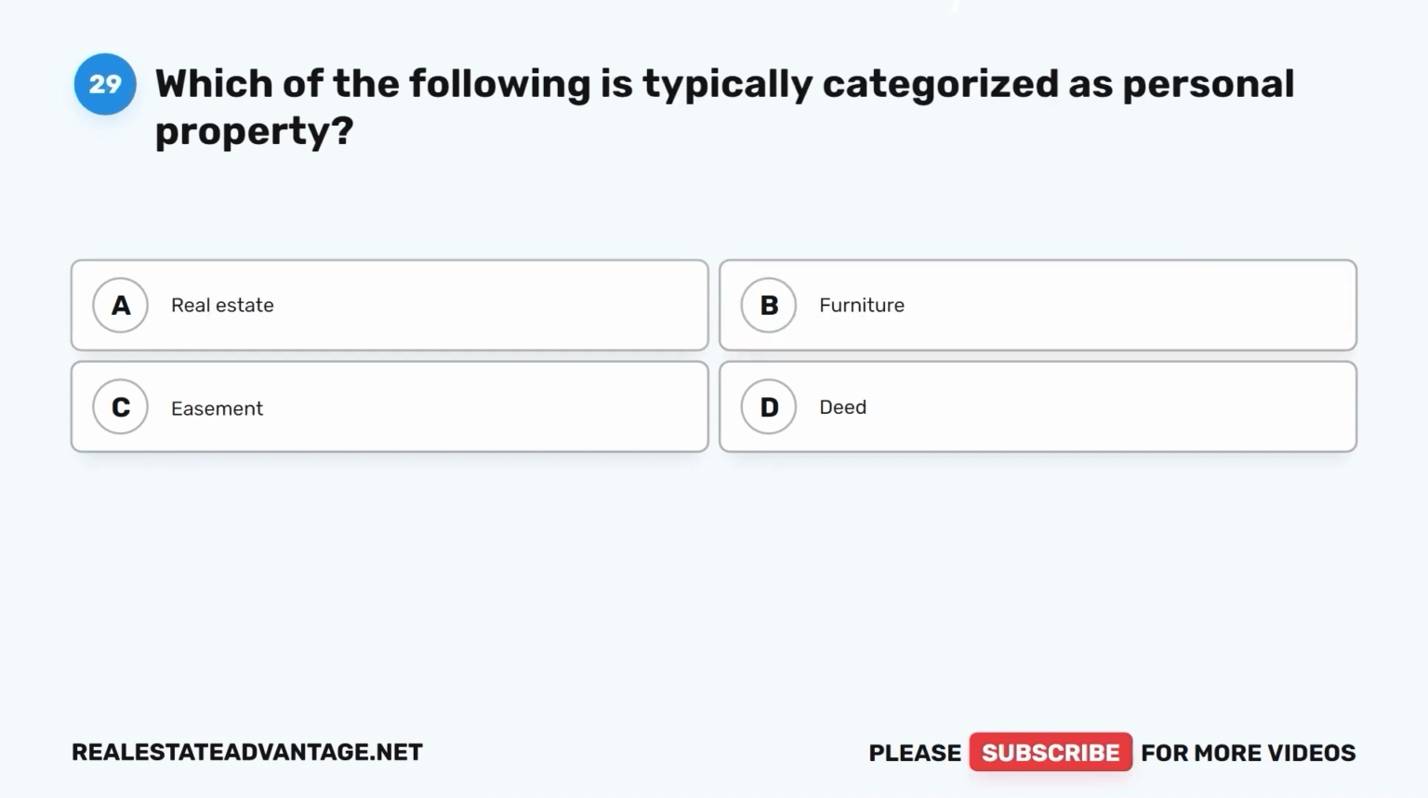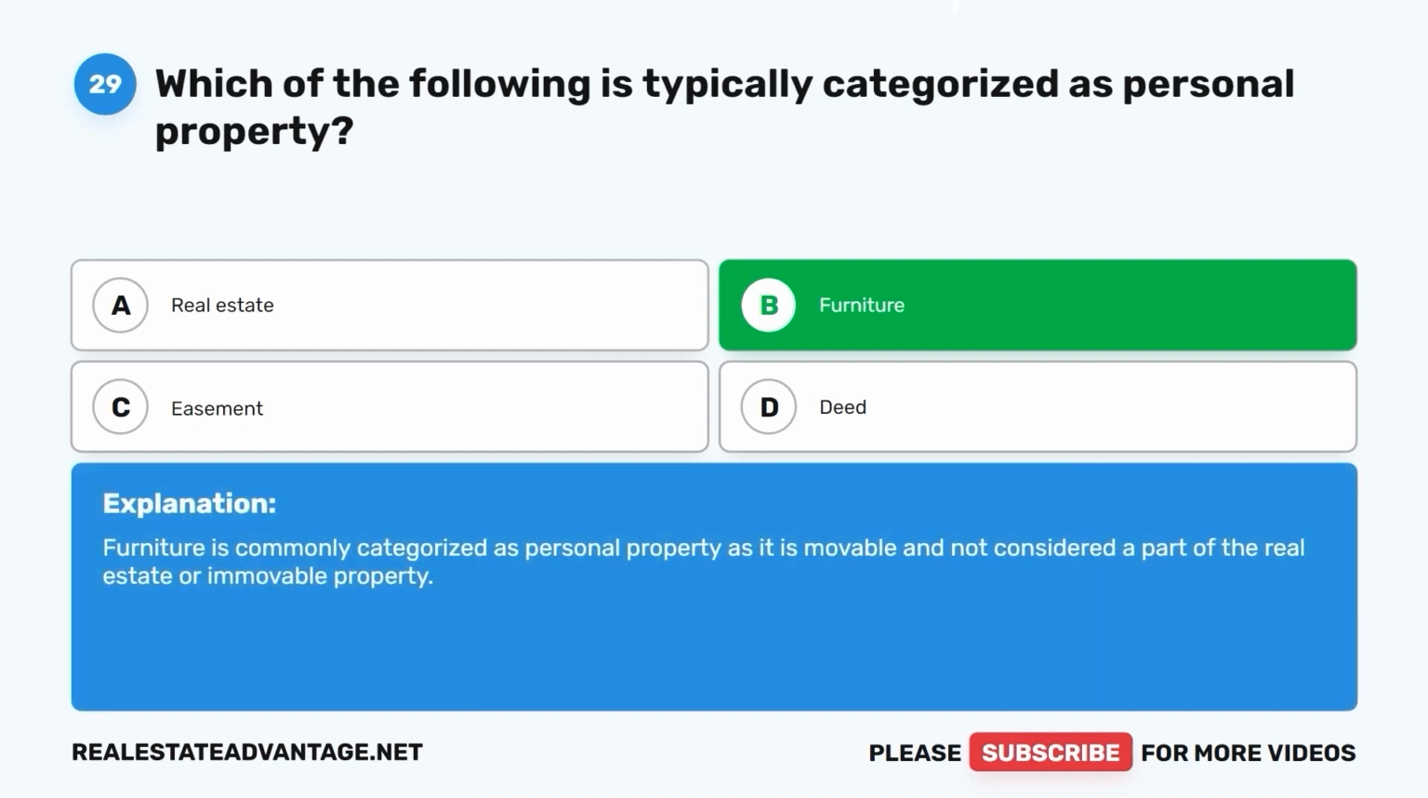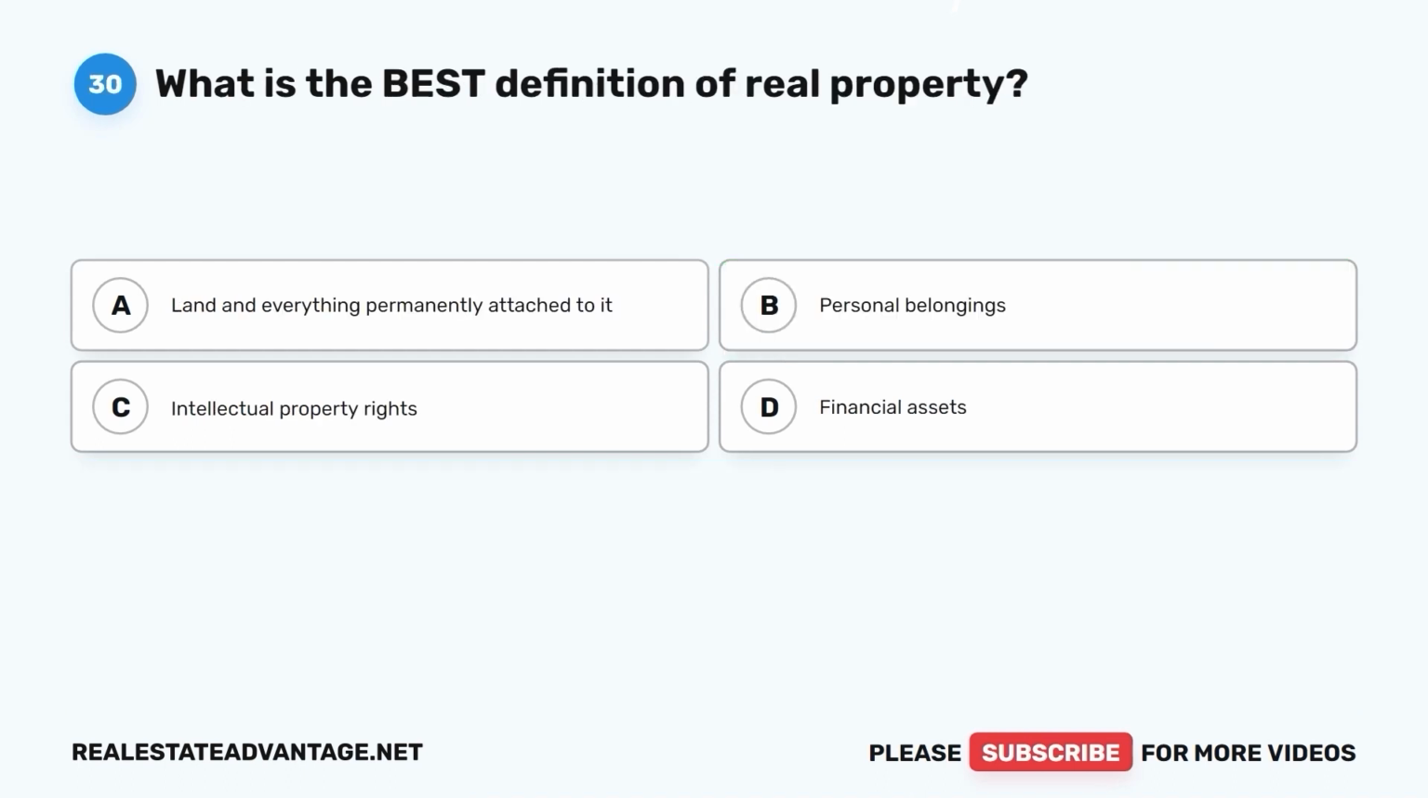Question 29. Which of the following is typically categorized as personal property? A. Real estate. B. Furniture. C. Easement. D. Deed. The correct answer is B. Furniture. Furniture is commonly categorized as personal property, as it is movable and not considered a part of the real estate or immovable property.